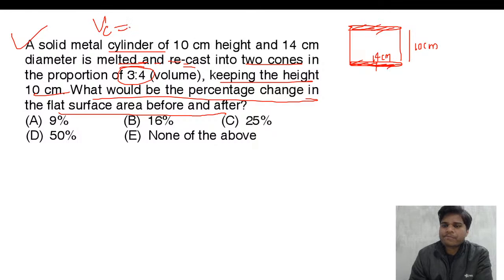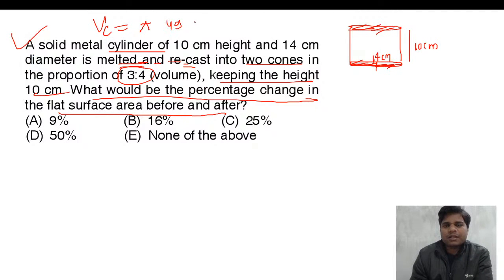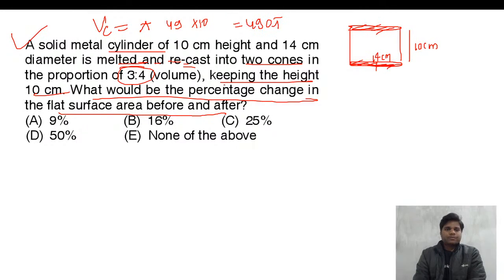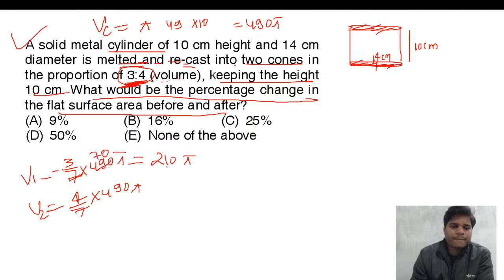Volume of this cylinder will be pi r square h. So r square is 49 and height is 10, so this is 490 pi. Now it is recast into 2 cones in this proportion. So the volume of the first cone will be 3:7 into 490, and the volume of the second cone 4:7 into 490 pi. So that is 210 pi, and that is 280 pi.